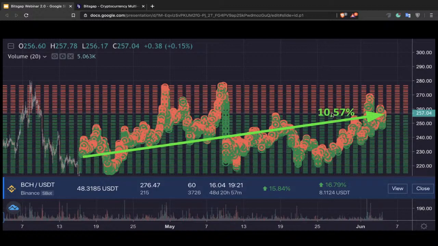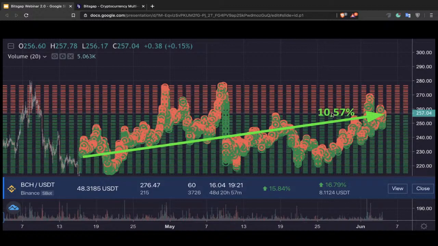So I guess the choice is pretty clear here. Automated trading allows us to maximize our profits, and here is the perfect example of how automated trading can maximize our returns. 15% against 10%.